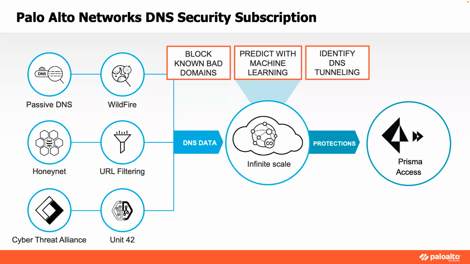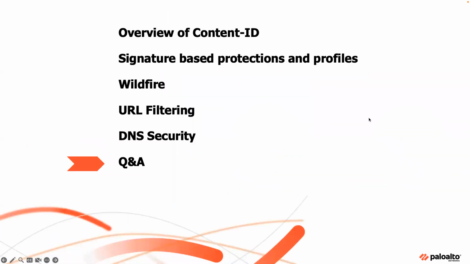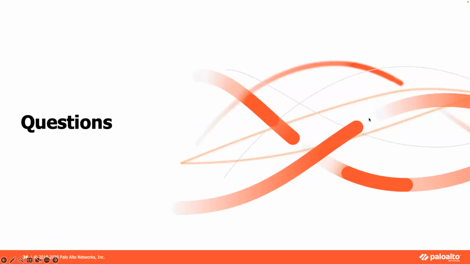This is an additional subscription, but it is pretty important and something you should give some thought to. Everything else I talked about, antivirus, anti-spyware, WildFire, file upload and download, et cetera, those are all part of the basic threat licensing with Prisma Access. So we've got a few minutes left.